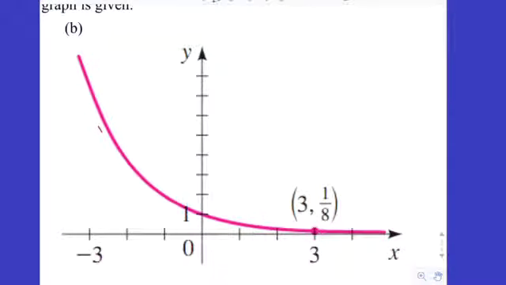All right, this one here. Go ahead and do this one on your own. Take about a minute. You're starting with the same template, f of x equals b to the x. So you're just trying to find the base.